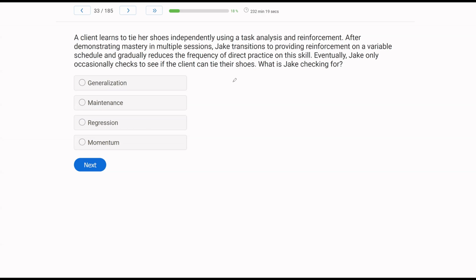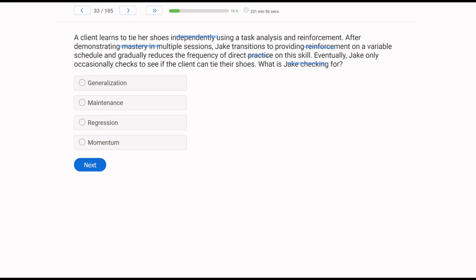Eventually, Jake only occasionally checks to see if the client can tie their shoes. What is Jake checking for? Pretty straightforward question here, right? What do we know about Jake? Well, we know there's a client who learned to tie their shoes independently. They demonstrated mastery. Jake faded reinforcement and then reduced the frequency of practice.